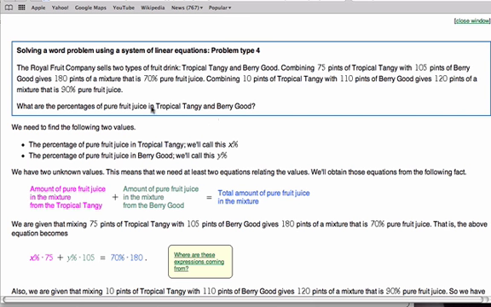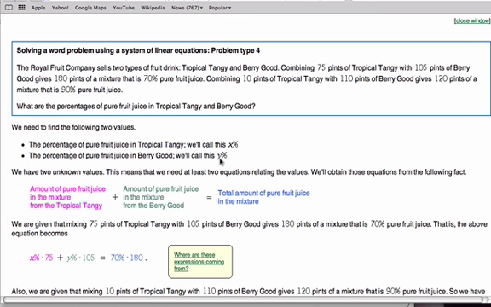Okay, so these are going to be our variables. The percentage of pure fruit juice in tropical tangy will be one variable. We're going to call that X%. And the percentage of pure fruit juice in berry good we'll call Y%.